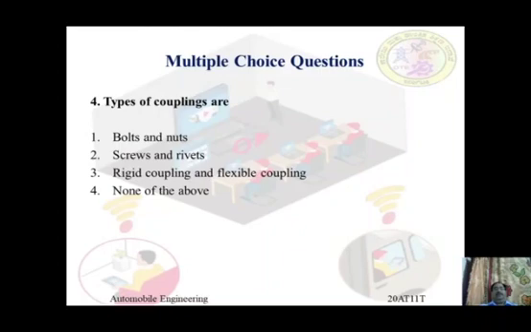So number 1 and 2 are types of fasteners, whereas option number 3 is types of couplings. They are rigid coupling and flexible coupling. So the answer is the third one. So we have to choose option number 3, that is the correct answer. Rigid coupling and flexible coupling are the types of couplings.